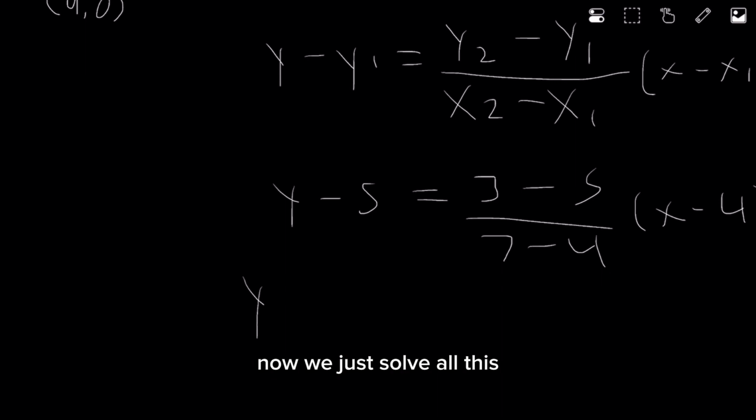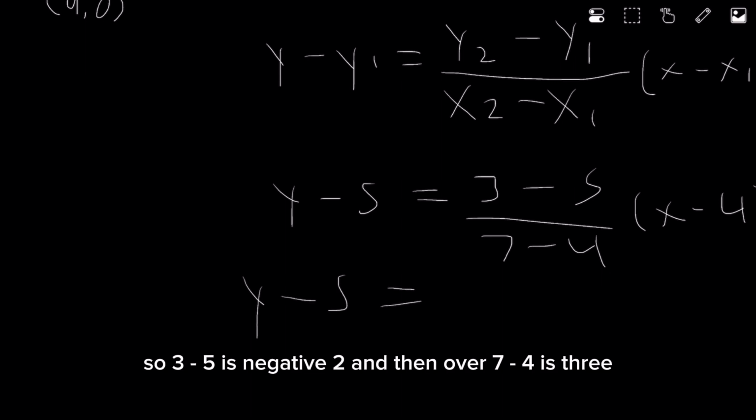Alright, now we just solve all of this. So 3 minus 5 is negative 2, and then over 7 minus 4 is 3.